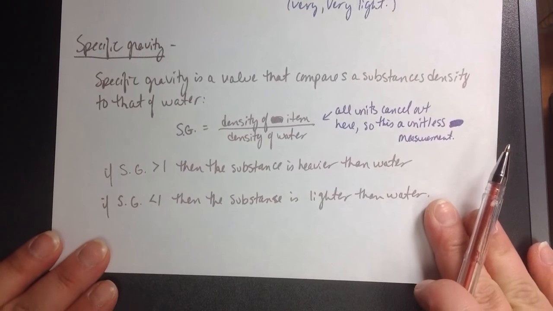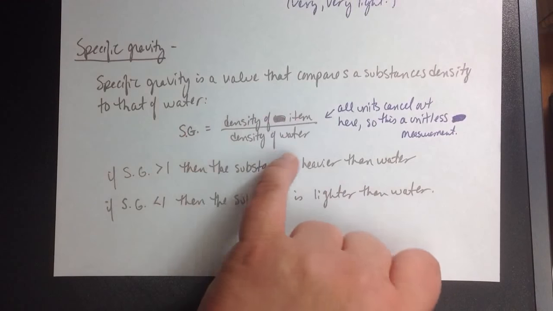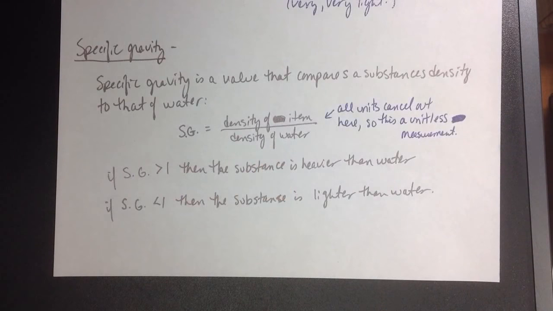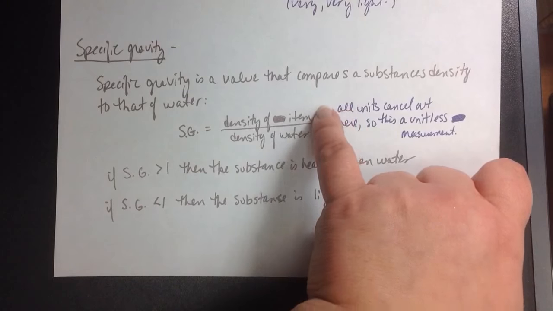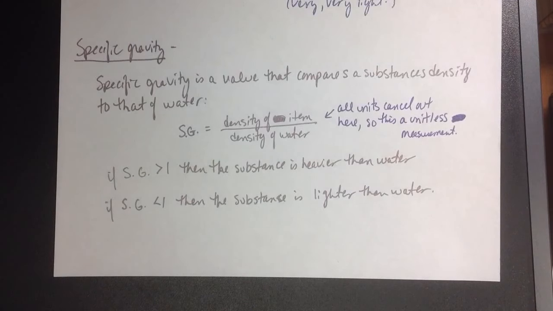There's also a measure known as specific gravity, and this is a value that compares the density of a substance to that of water. So the specific gravity is the density of an item or substance, whatever that may be, over the density of water. And this is kind of cool because if you have units up here and they're the same thing as down here, all the units cancel out. And so it has no real unit. But if something's heavier than water, it's going to mean that the specific gravity is greater than 1. If it's lighter than water, then the specific gravity will be less than 1.